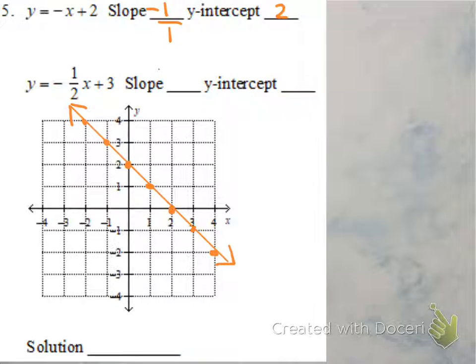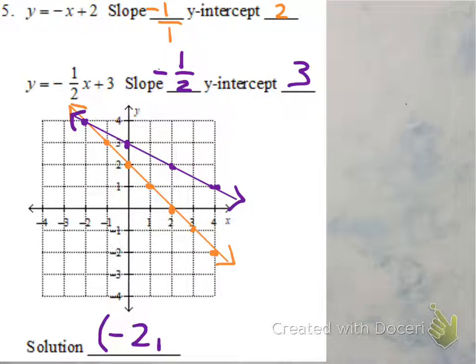For the second line, our slope is -1/2. Y-intercept's 3. So plot a point at 3 and then go down 1 to the right 2. You can also go up 1 to the left 2. And so we see where they will intersect. Again, for intersecting lines, name that one point. So we have a point, the solution at -2, 4.